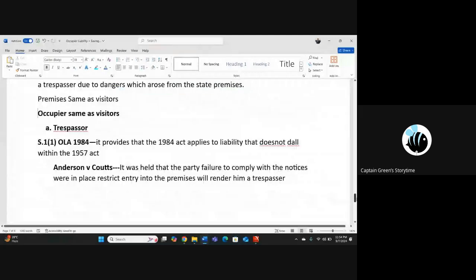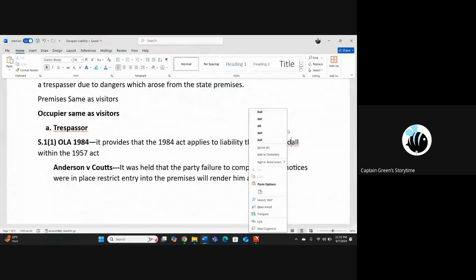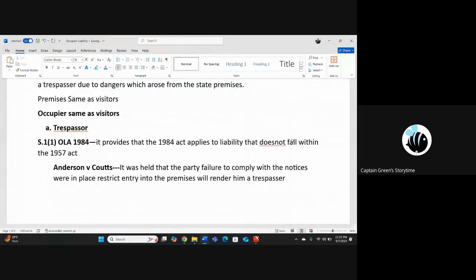Now, according to section 1, subsection 1 of OLA 1984, the 1984 Act applies to liability that does not fall under the 1957 Act. When you check that the person is not a lawful visitor, then he is a trespasser. We have the case of Anderson v Woods. It was held that the party's failure to comply with notices in place restricting entry to the premises will render him a trespasser. A place where a person has ignored that the place is restricted and he still enters, then he will be regarded as a trespasser.